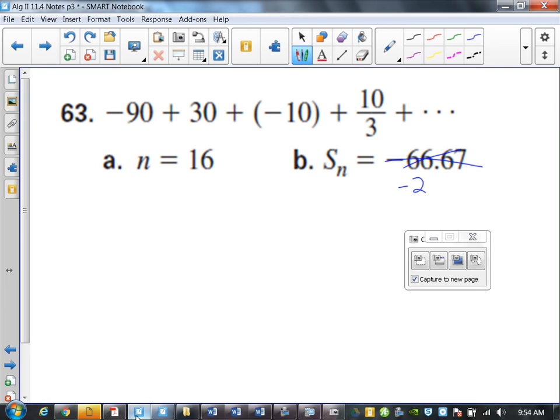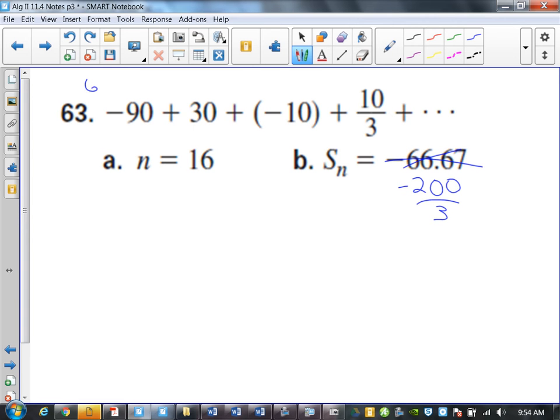That was like a test question. Negative 200 over 3. So this is geometric. Same idea: find the sum of 16 of them, and find the number of them you have to add together to get negative 200 over 3. Take a minute, do that one on your own, and we'll go through it.